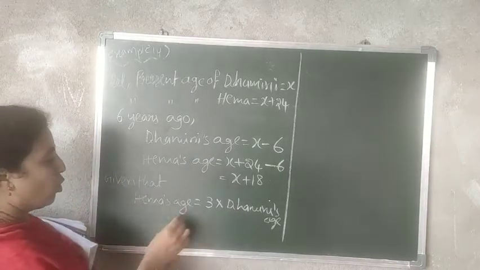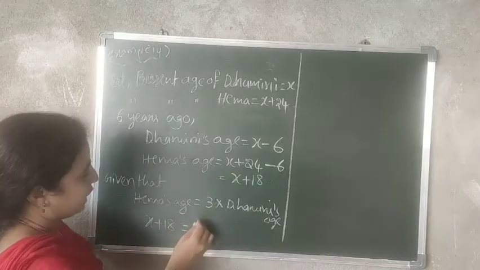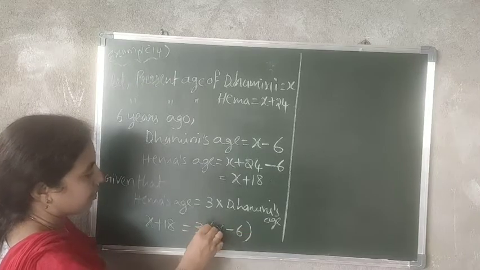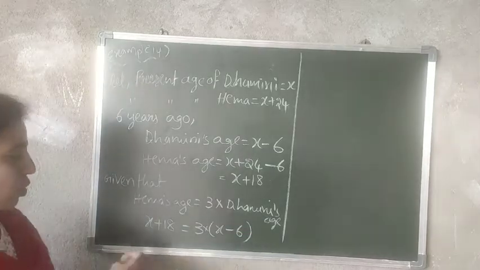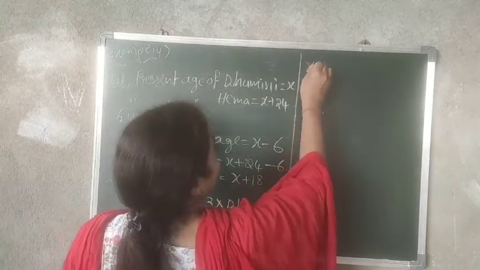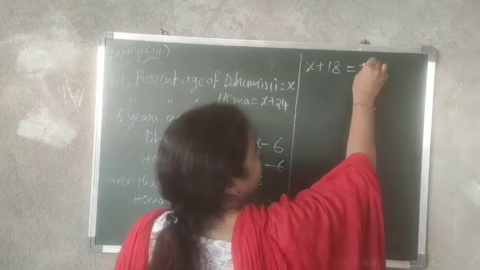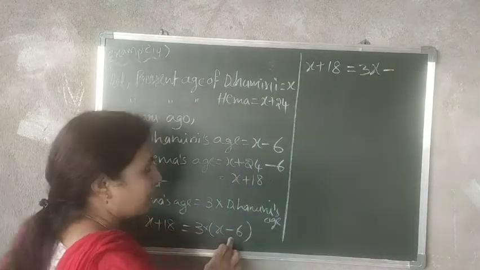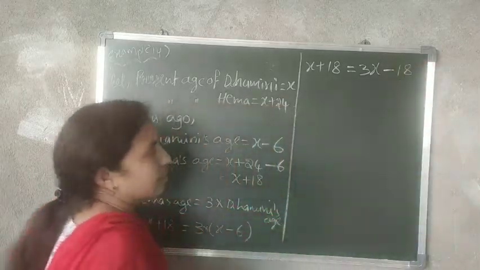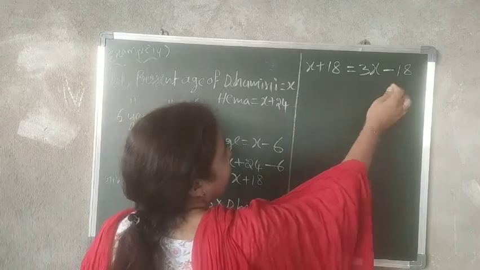But Hema's age is how much? x plus 18 is equal to 3 into Dhamini's age, which is x minus 6. Now solve this equation. We got an equation. x plus 18 is equal to 3 into x minus 6, that is 3x, plus into minus is minus, 3 sixes are 18. Now x plus 18 is equal to 3x minus 18.